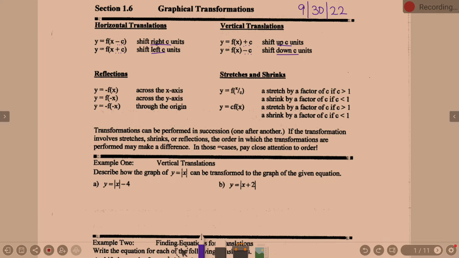f of negative x is a reflection across the y-axis. That's when you just put in a negative x every place you see an x. So some of my terms will be opposite, some of them won't. It just depends on what you're doing there. And then when you combine the two, when you flip across the x-axis and across the y-axis, or in other words, you're reflecting through the origin, that's negative f of negative x.